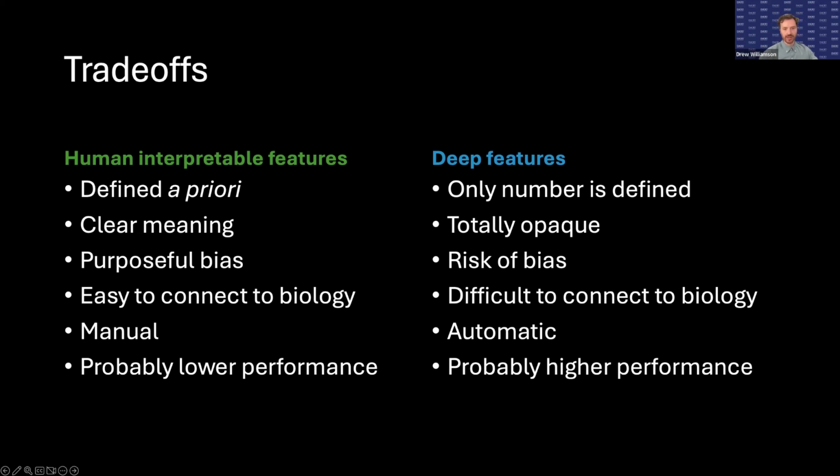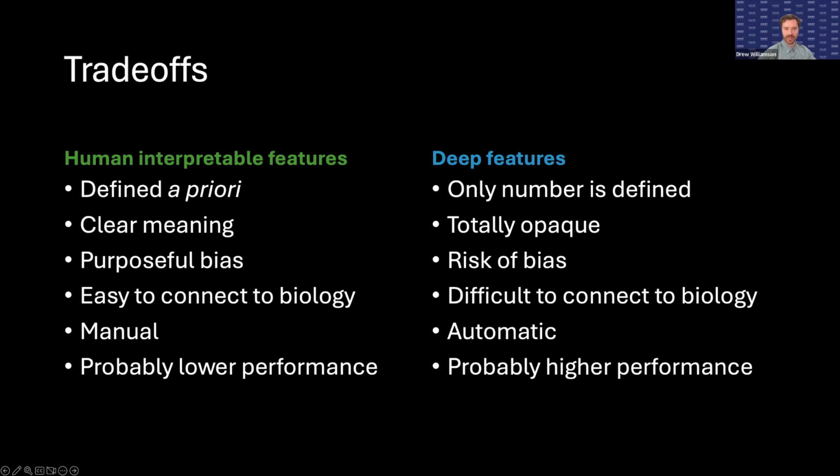I think if all you care about is performance, and I haven't seen this rigorously tested, but my feeling is that if all you care about is performance, the deep learning based features are going to be a little bit better than your human interpretable features. And maybe that's okay. Maybe your purpose here only really cares about performance, and I think that's potentially fine.